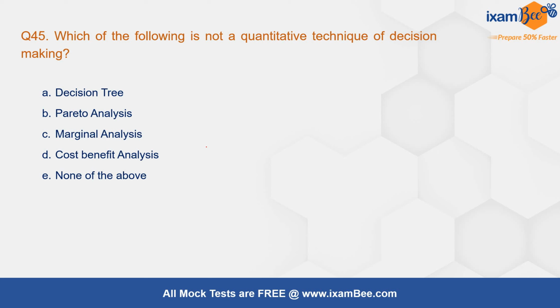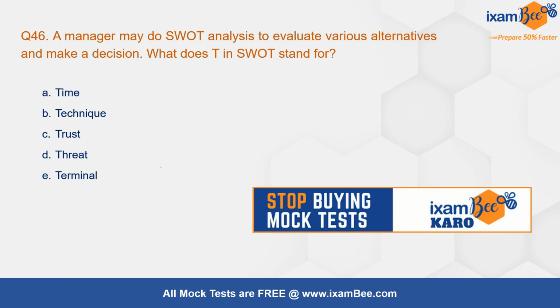Question 45. Which of the following is not a quantitative technique of decision making? Is it decision tree, Pareto analysis, marginal analysis, cost benefit analysis, or are all of them quantitative techniques of decision making? The correct answer is all of them are quantitative techniques of decision making, where you are using some kind of numbers, measurements, probabilities to arrive at a logical decision at the end of that analysis.